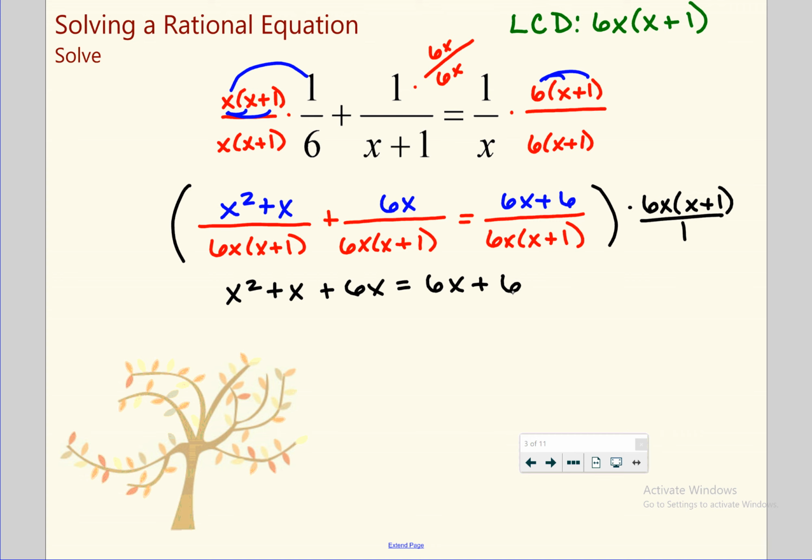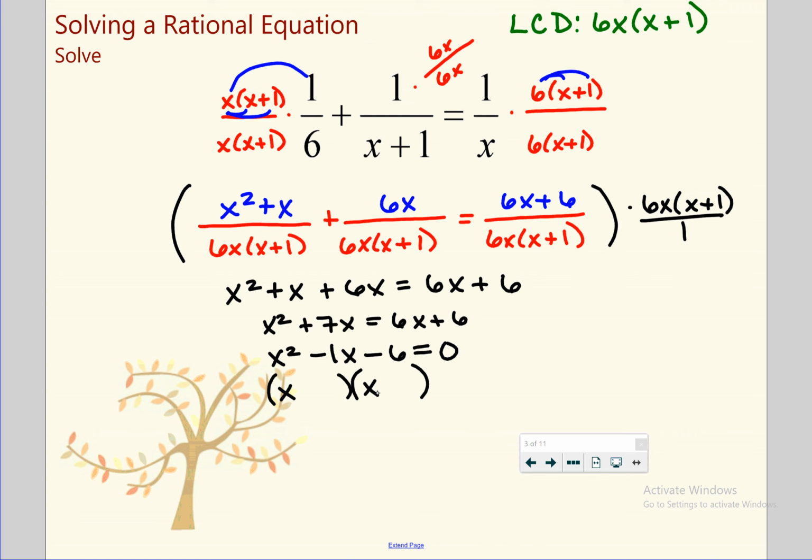All right, let's solve the quadratic. So I have x squared plus 7x equals 6x plus 6. I'm going to shift everything to one side. I'm going to move it to the left, again, to keep that x squared positive. So it'll be x squared. If I subtract 6x, it'll be a minus 1x. If I subtract 6, it'll be a minus 6 equals 0. Does this guy factor? Two numbers that multiply to negative 6 and add to negative 1.